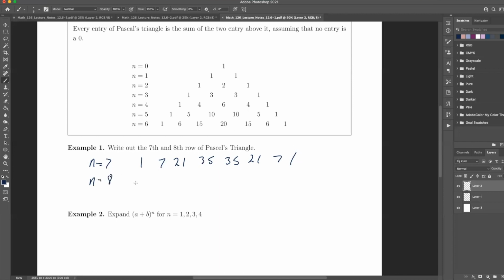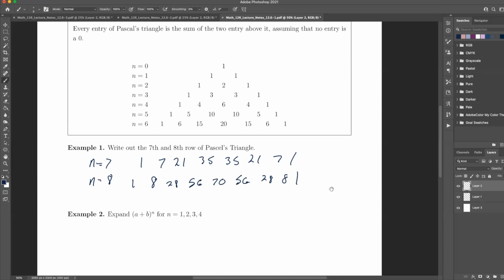So our eighth row here will have 1. Add that up, I'll get 8. I'll add this up, and I'll get 28. Add this up, I'll get 56. Yeah, 56. 70, and then the numbers repeat: 56, 28, 8, and 1. Okay.